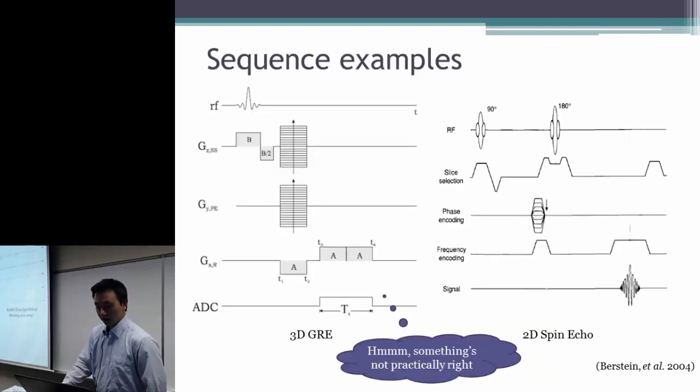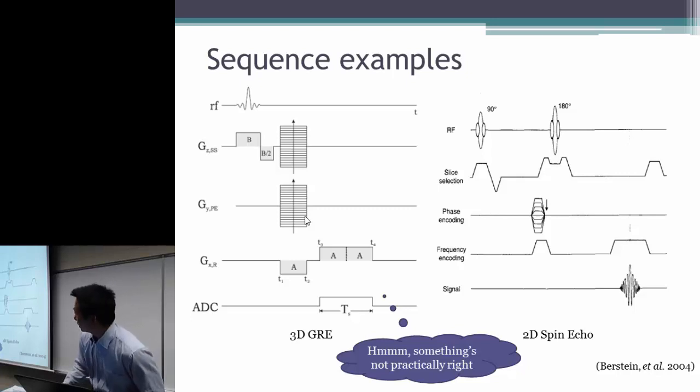Okay, so here are some sequence examples. This is the 3D gradient echo we have seen multiple times. But if we are practically doing a sequence design, we can see that there is something not practically right. Can anyone tell me? Is it the exact rectangular shape? Yes, that's right.